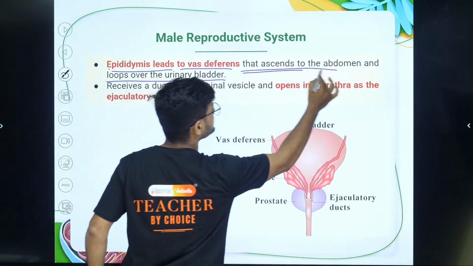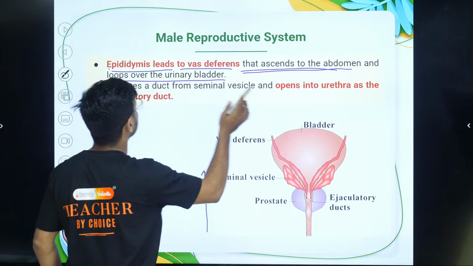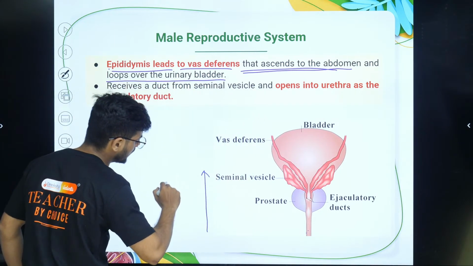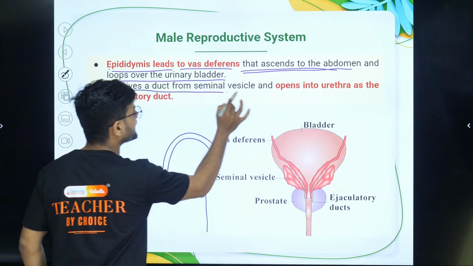Epididymis that ascends to the abdomen. Ascends, what does that mean? It goes upward. Ascending to the abdomen and loops over the urinary bladder. What happens there over the urinary bladder? It forms a loop. Receives a duct from seminal vesicle.